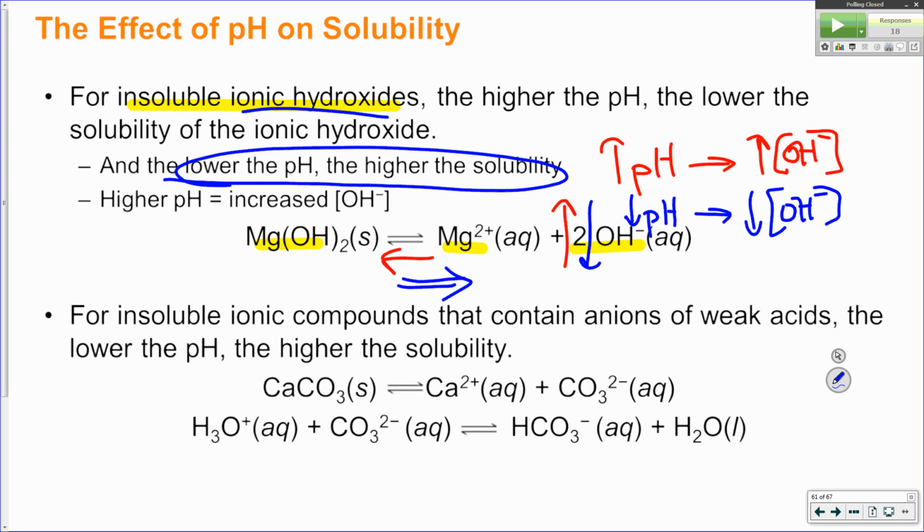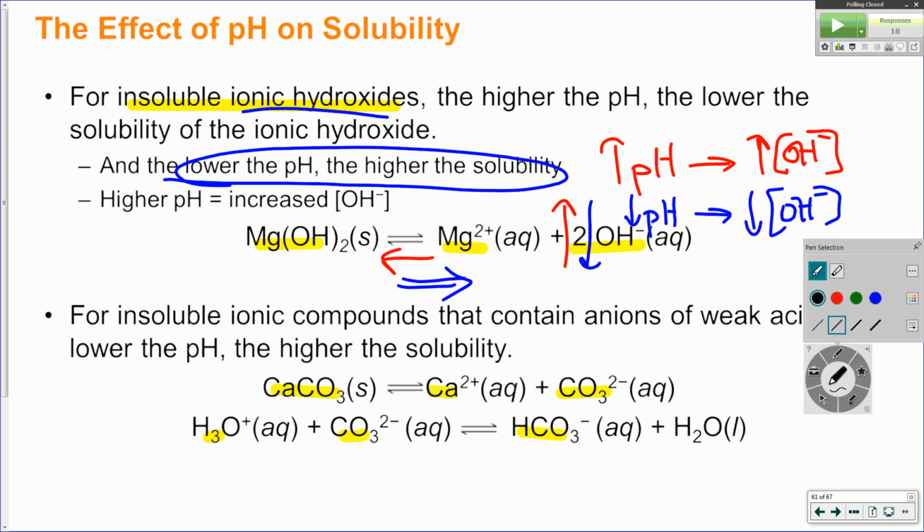The same thing works if we look at conjugates of weak acids. So something like calcium carbonate in limestone, it's not very soluble. If I take a piece of chalk and throw it in water, it doesn't dissolve. But if I add some acid to that solution, the acid will react with the carbonate ion and convert it into the bicarbonate. So as I do that, the concentration of the carbonate goes down, and the equilibrium shifts forward.